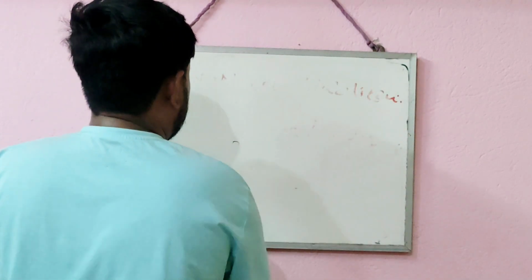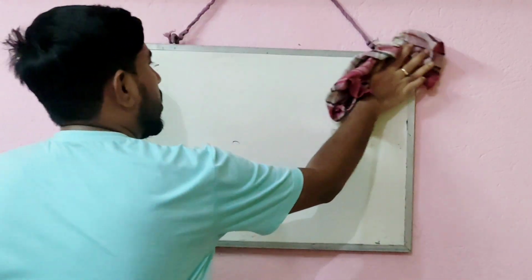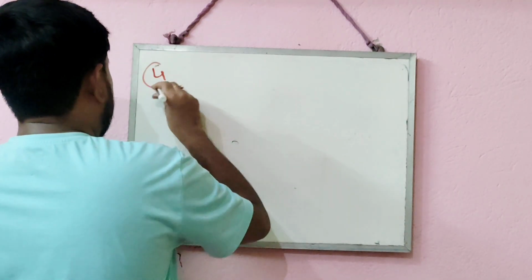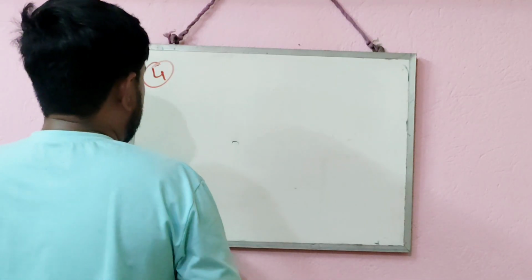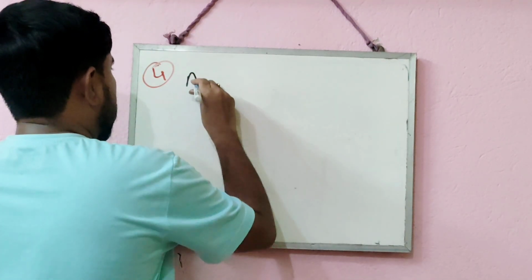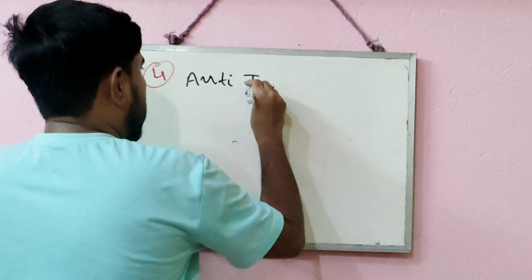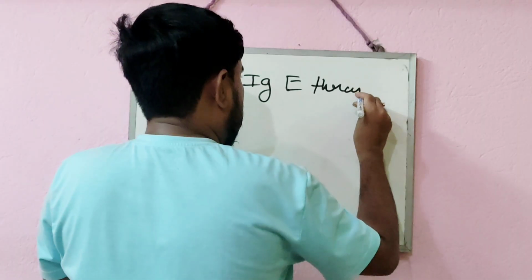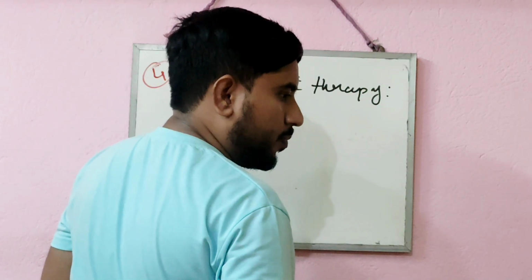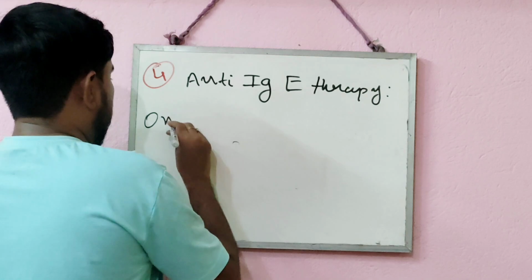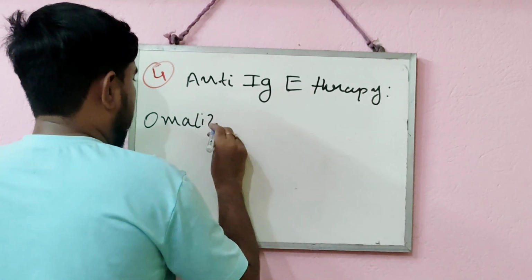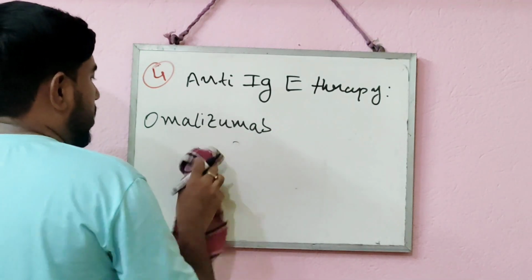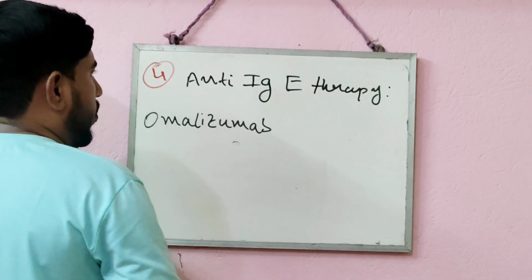Now we are going to treat asthma by taking the fourth type of drug, or fourth class of drug, that is anti-immunoglobulin E therapy, or anti-IgE drug. What is the example of that? That is omalizumab. That is the example. Now we are going to see the mechanism of that type of drug.